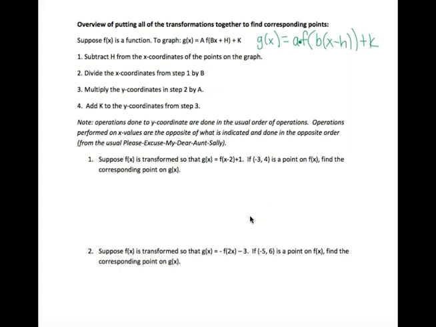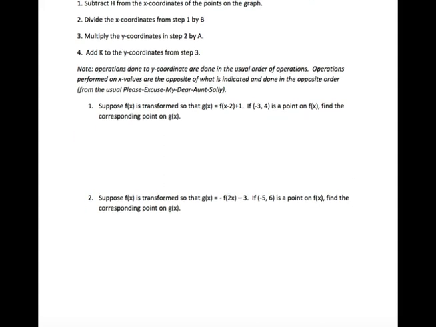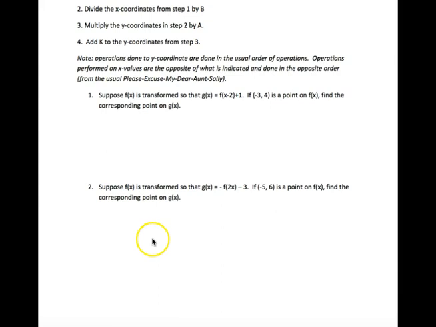So I'm going to do number 2 here just to illustrate this, and then we'll do a couple more examples to make sure you have a good start to know what you're doing. So suppose f of x is transformed so that g of x equals the opposite of f of 2x, with a -3 on the outside. If negative 5, 6 is a point on f of x, find the corresponding point on g of x. So this one, I would suggest using point to point because it's not a parent graph. It's just an individual ordered pair.